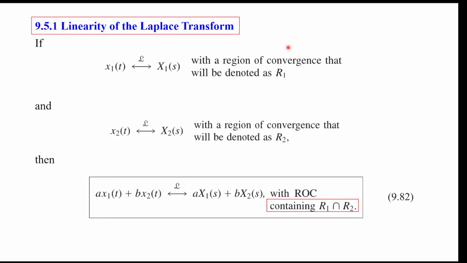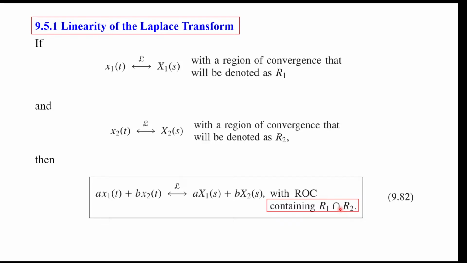So let's say big X1 has some ROC R1 and big X2 has some ROC R2. Then a linear combination of X1 and X2 has an ROC. Now this is a very complicated expression, so its ROC will be containing R1 intersected with R2. Okay, R1 intersected with R2 is pretty obvious.